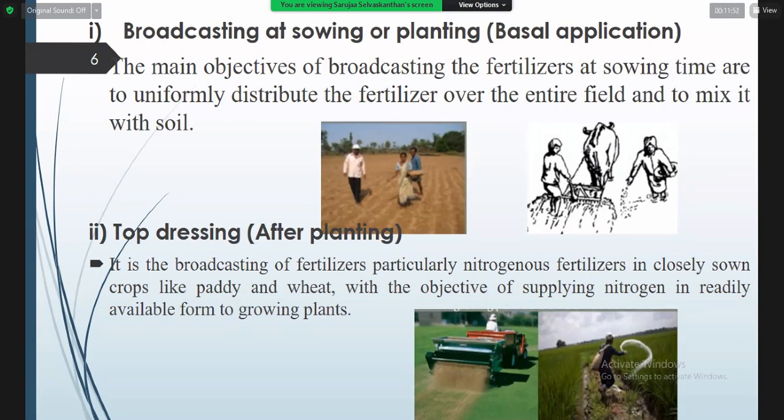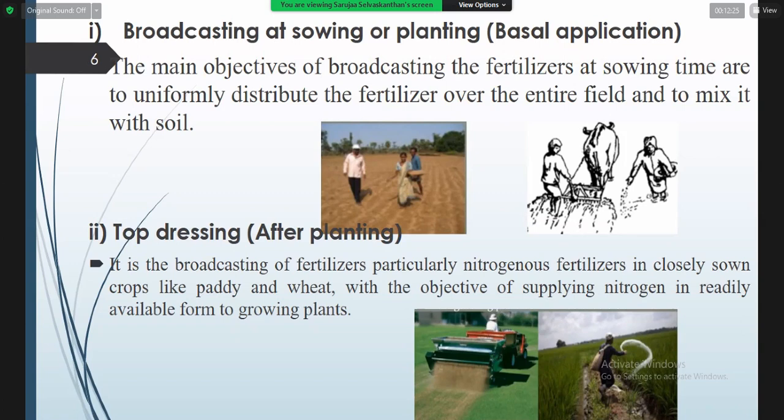For example, I will take the paddy field. In a paddy field, urea, nitrogen nutrition, is very important. Urea is an available form of nitrogen nutrition. After sowing, after 1 or 1.5 months, we apply the urea again to increase the growth. Before the urea is applied, all plants are very small.